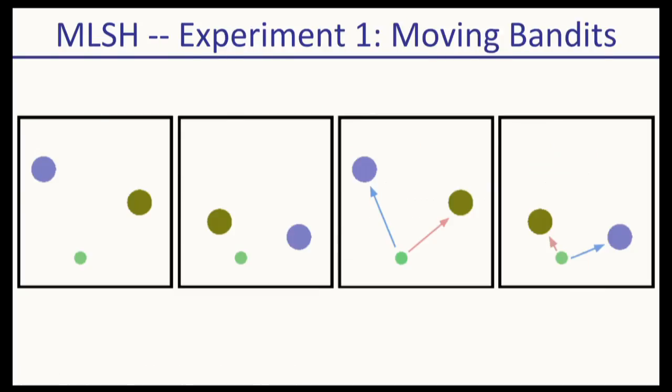One test environment we looked at is moving bandits. So we've seen bandits. In moving bandits, there are, in this case, two bandits. It's just like regular bandits. You don't know the distribution over payoffs for either one of them. You need to discover which one has the better payoff distribution and keep visiting that one. But in this case, they won't always be in the same place.